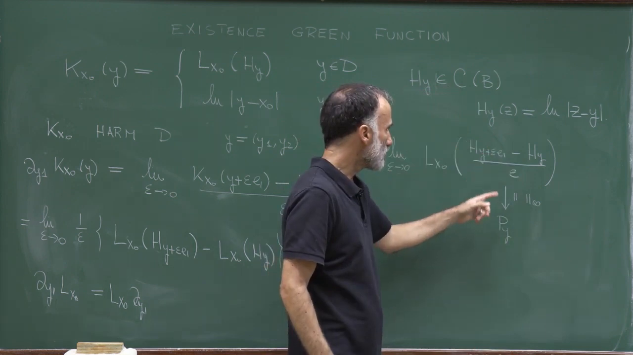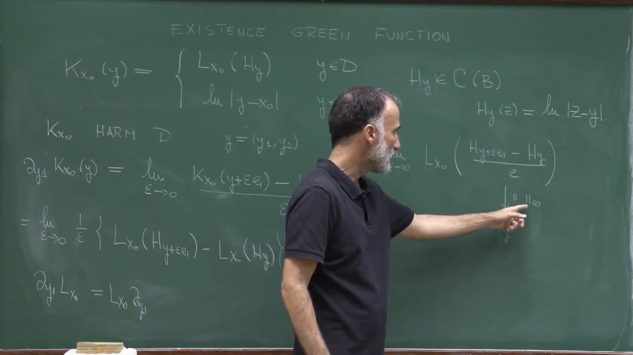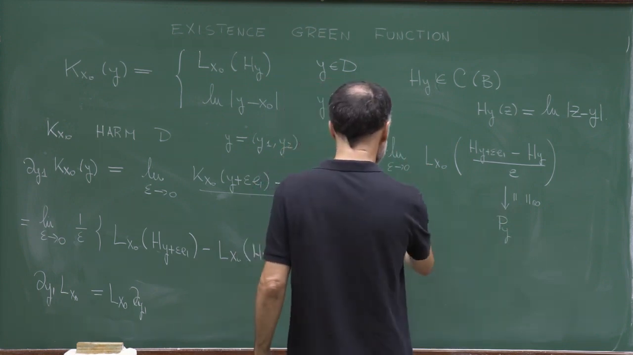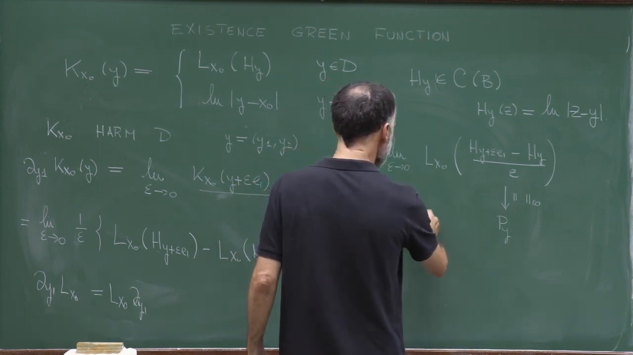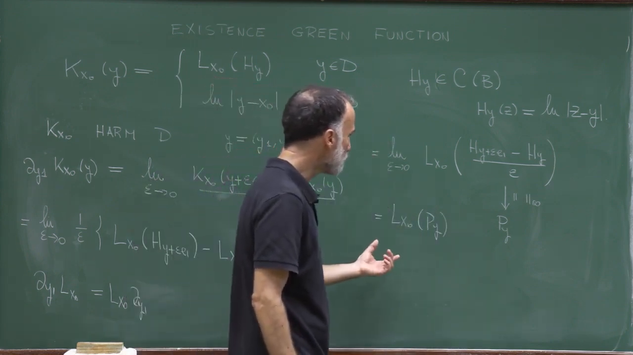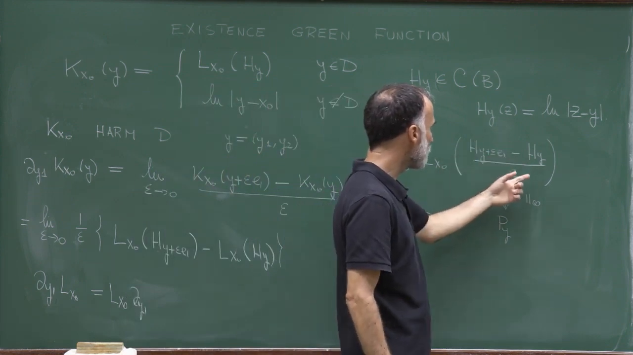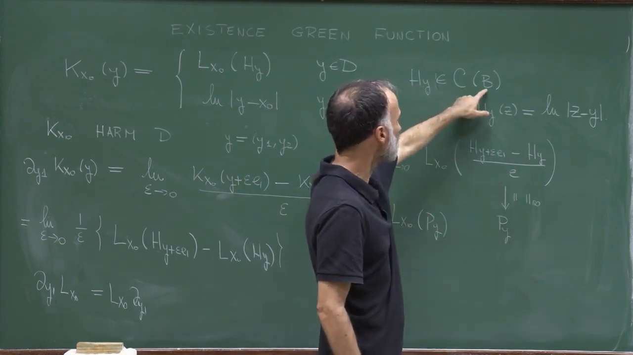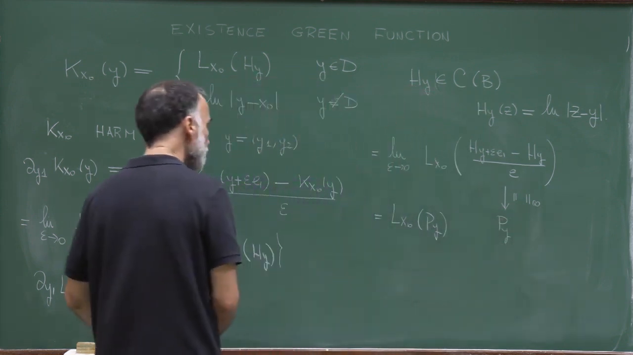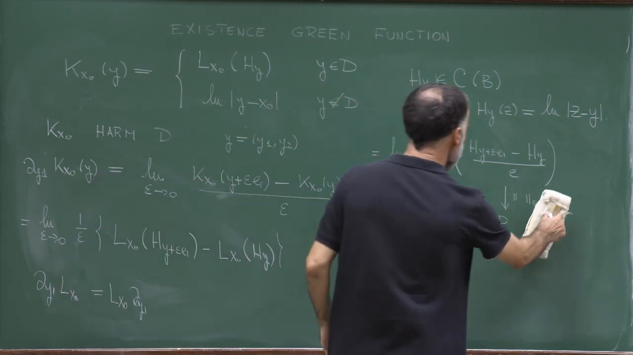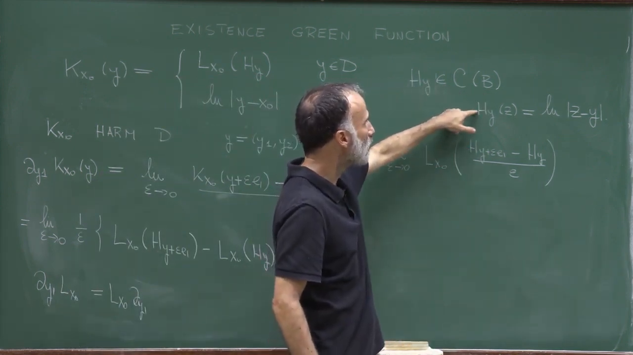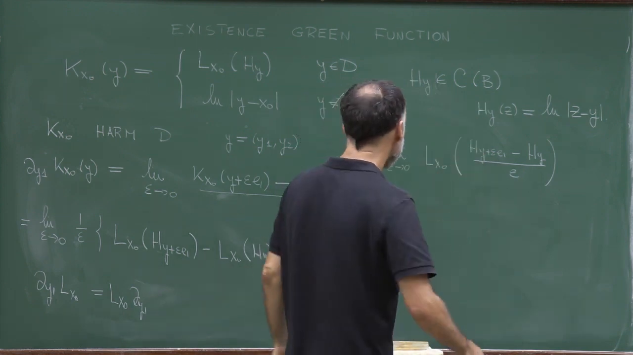If the sequence of functions as epsilon goes to 0 converges in L infinity to a continuous function, since L is bounded, what I will get is that this is equal to Lx0 of P(y). So what I really have to prove at this point is that this sequence of functions, as continuous functions defined on the boundary, converges uniformly to a function P of y.